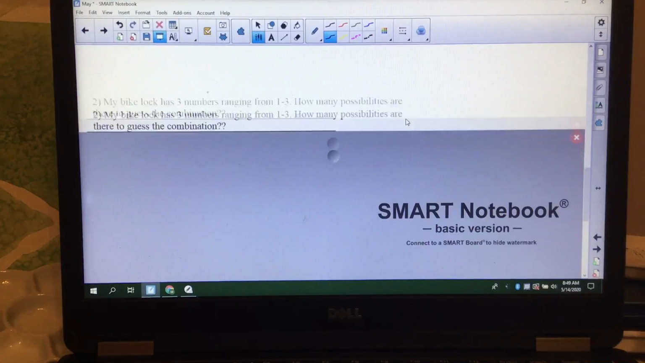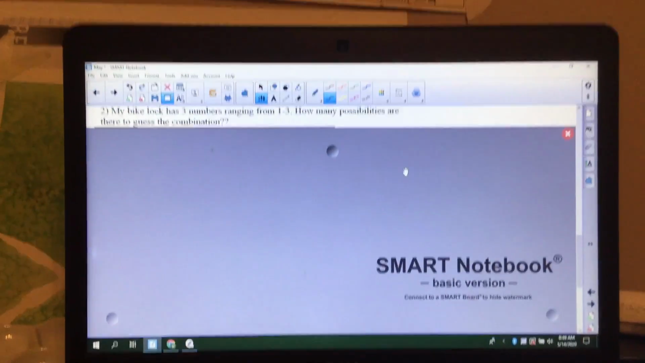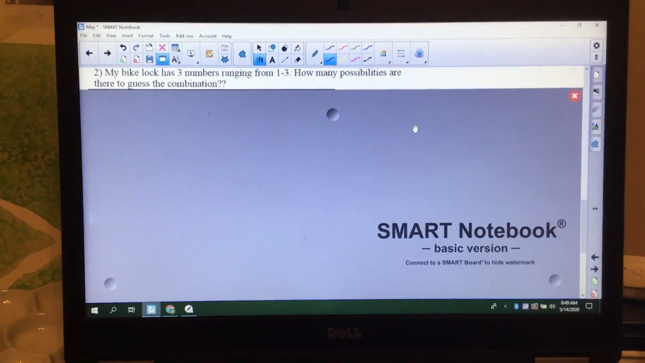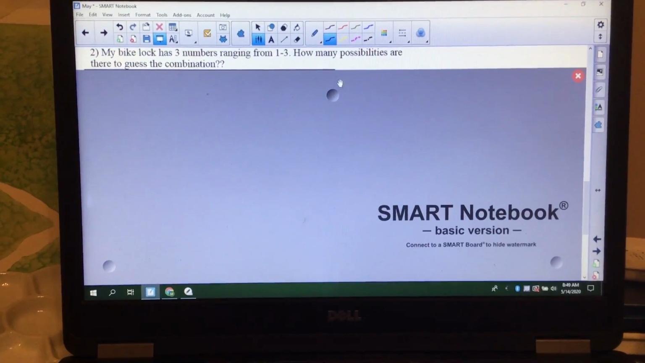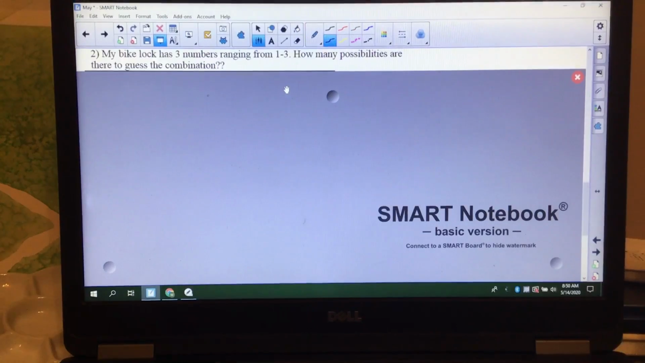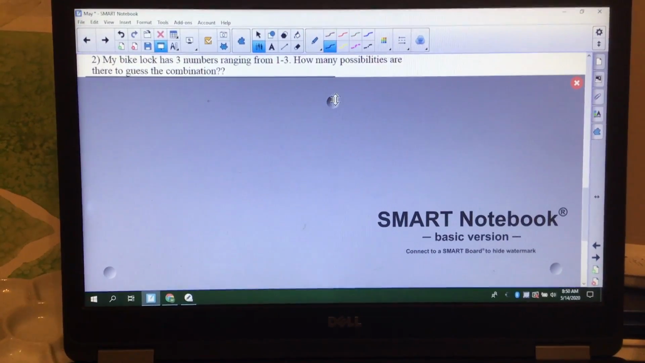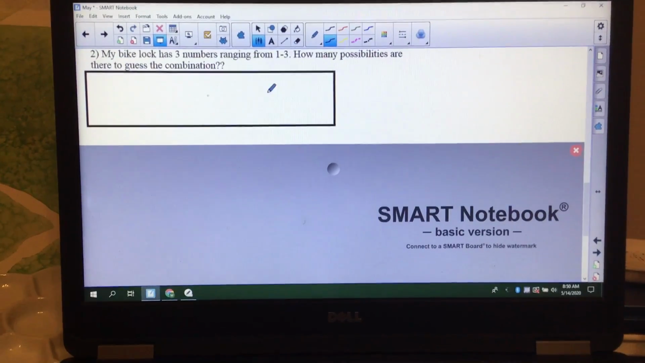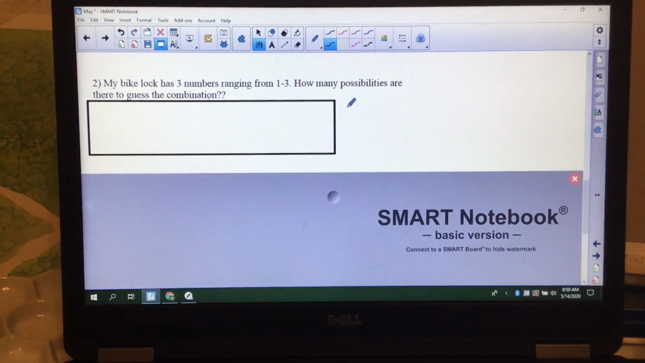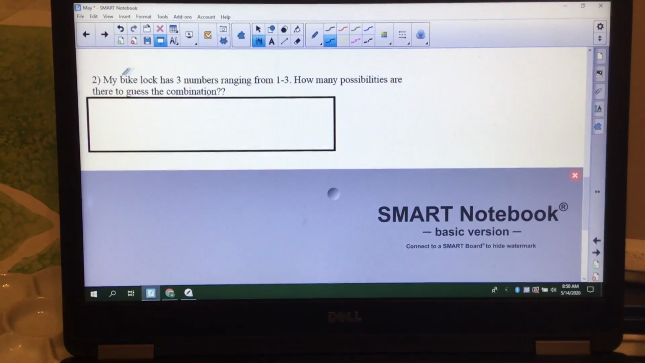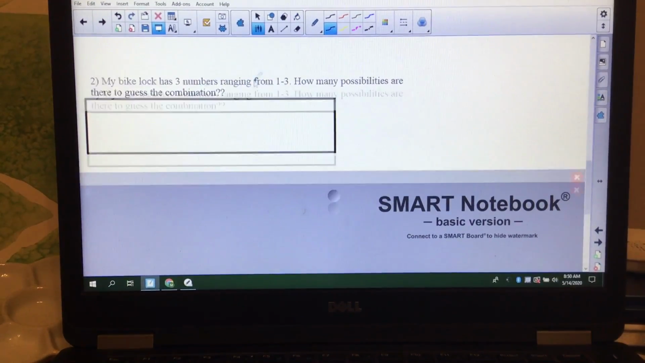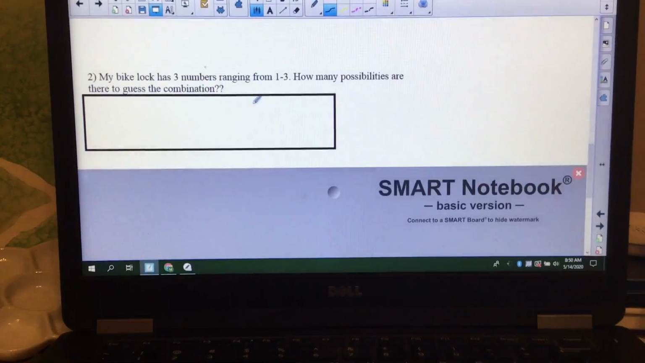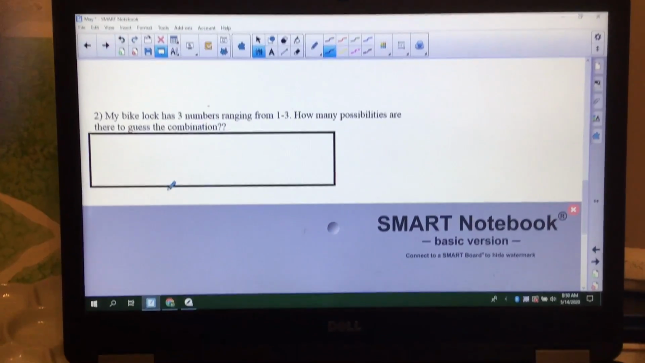Okay, so here we go. My bike lock has three numbers ranging from 1 to 3. How many possibilities are there to guess that combination? So, I'm going to give you a hint. There are 3 outcomes, and there are 3 columns. It should look something like this. So give it a try and pause.